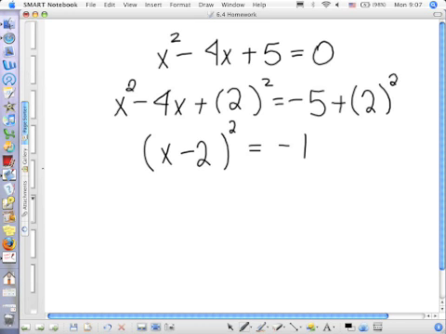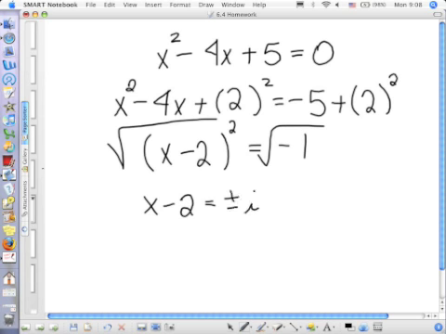Take the square root of both sides. Tell me what's right. X minus 2 equals plus or minus i. Plus or minus i. Very good. Okay? Plus or minus i.